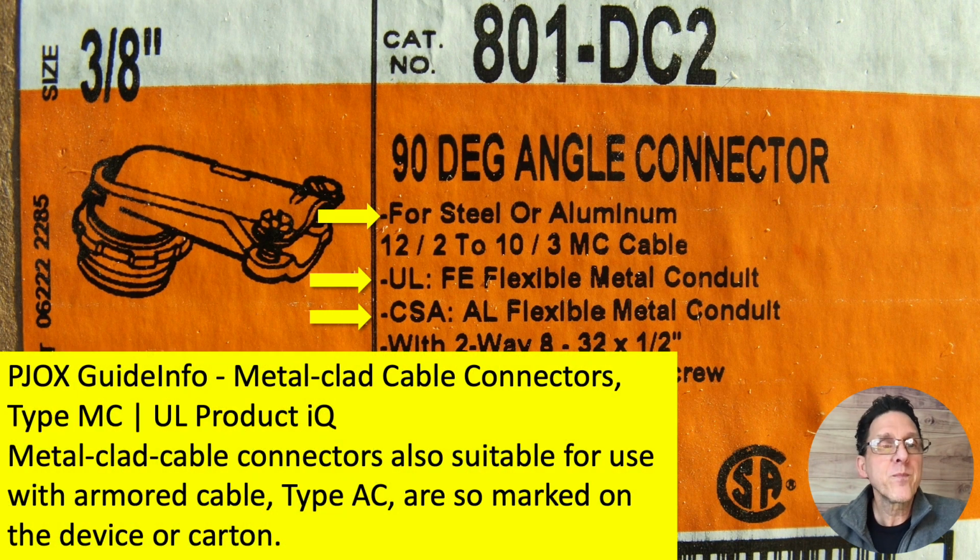Let's check it out. All right, here's some more information about MC connectors. And it says, this is, again, the listing information. Metal-clad cable connectors also suitable for use with armored cable, AC cable, are marked on the device or carton. Well, this one isn't. This one is not marked on the carton suitable for use with AC cable. So no, this one cannot be used with AC cable. Maybe a connector that you're using might look just like this one. Maybe that one can be. But this particular one, no, this one cannot be. Let's take a look at another one.